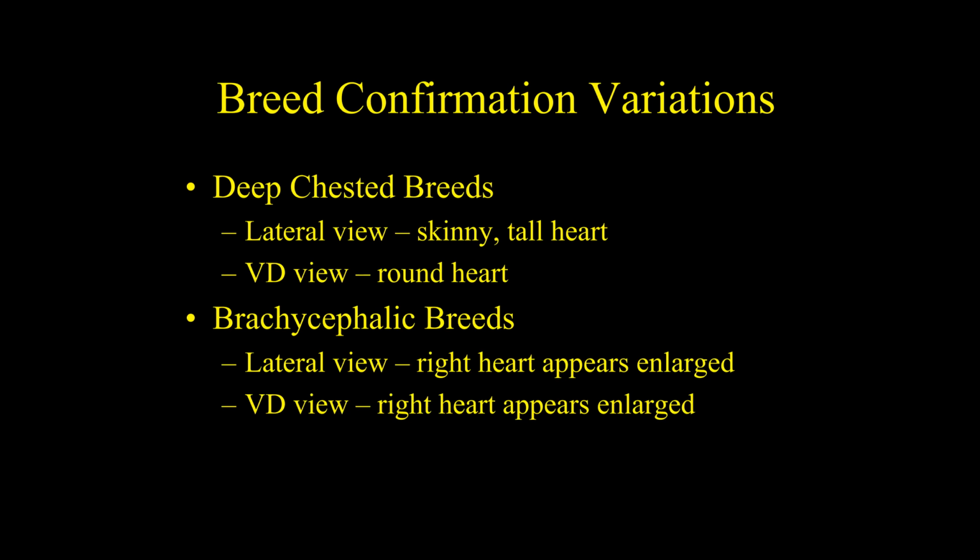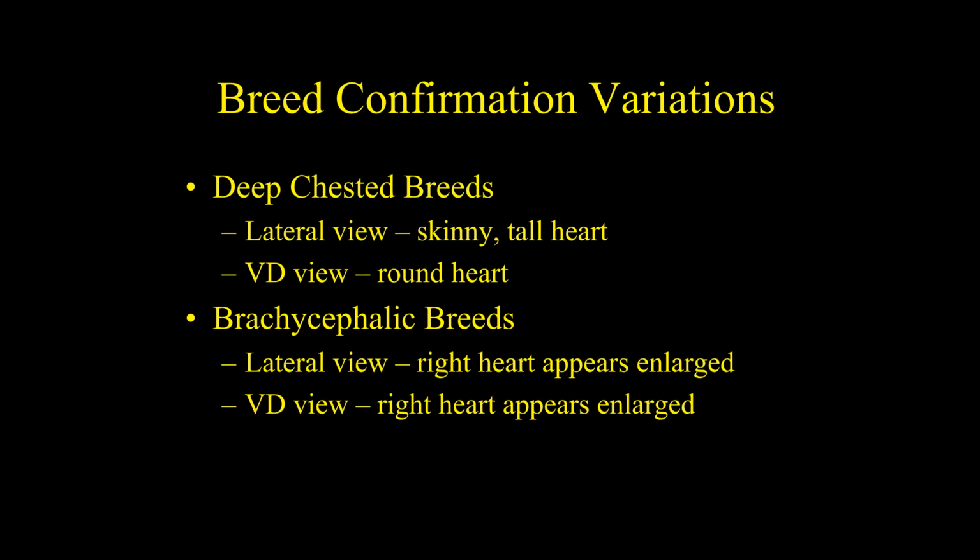And so there's certain deep-chested breeds that their thorax and their heart are going to be positioned differently and look differently than if you have a brachycephalic breed. So the deep-chested dogs, and give me examples of deep-chested dogs, would be like a Doberman or a Great Dane or a miniature Pinscher, which is a miniature Doberman. Things like that are deep-chested dogs. Whippets is another one. On the lateral view, their hearts are going to tend to be more skinny from right to left, and they're kind of tall. And on the VD view, they look a little bit more rounded in appearance, which we'll show an example of.